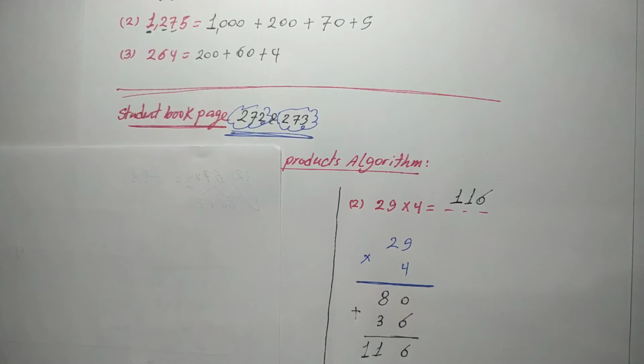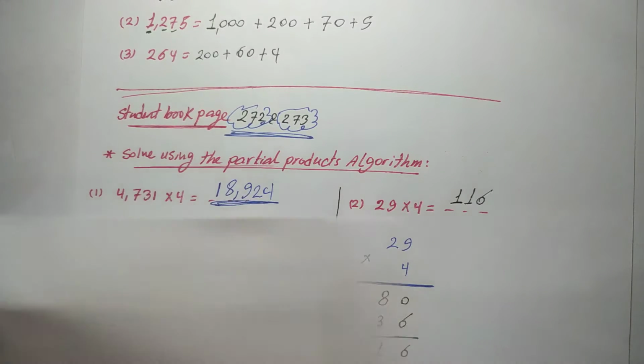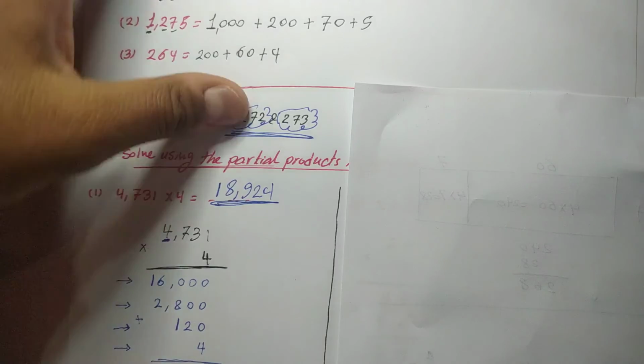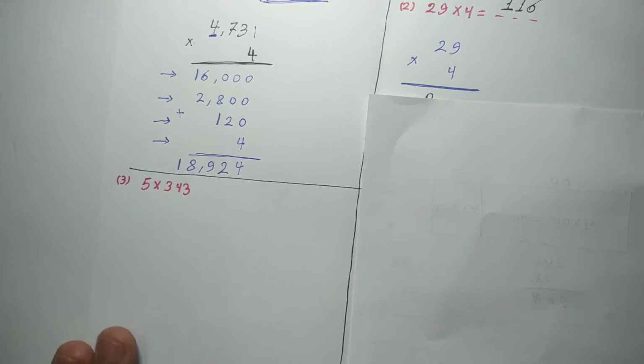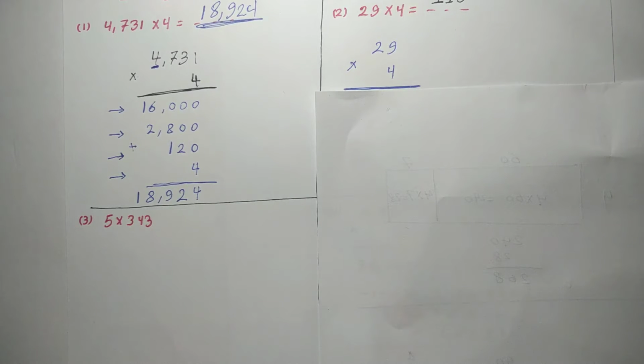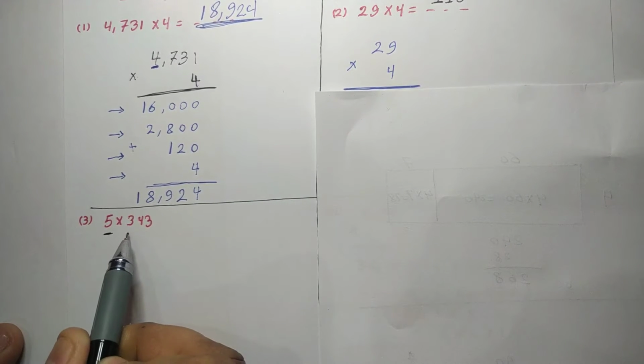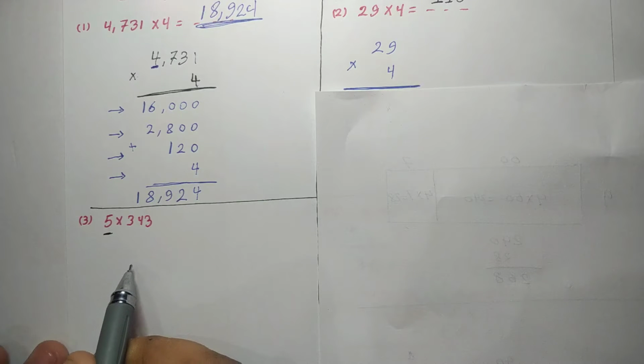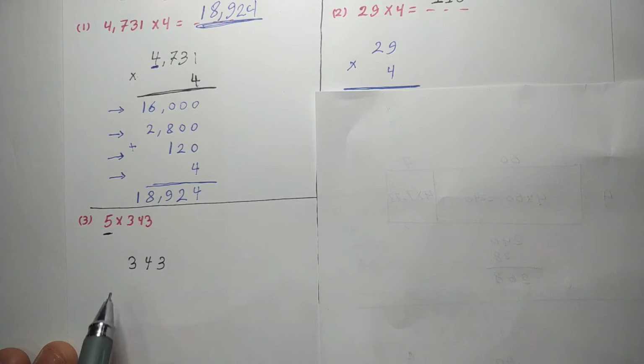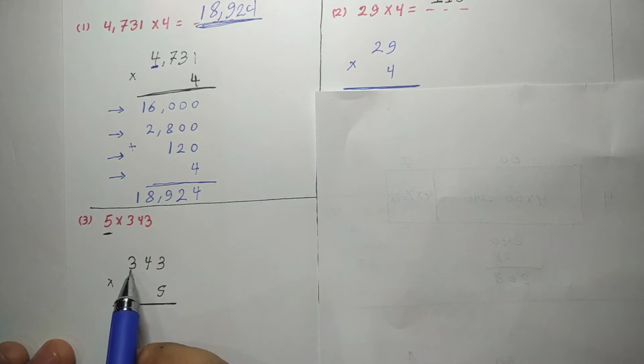Another example. With this example, it's here. 5 times 343. I will write 343 times 5. Start with 5 times 3, 15. But the 3 is in the hundreds place, I will write 2 zeros at first. And 5 times 3, 15. I will write 15. Don't forget the commas.